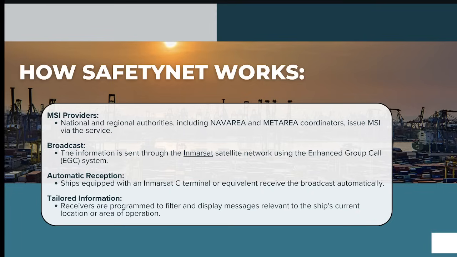Next is the broadcast. The information is sent through the Inmarsat satellite network using the enhanced group call, or the EGC system. It also has automatic reception, meaning the ships equipped with an Inmarsat C terminal or equivalent receive the broadcast automatically.